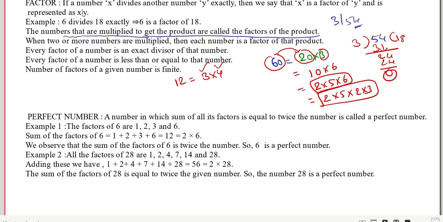The numbers that are multiplied to get a product are called the factors of that product. When two or more numbers are multiplied, each number is a factor of that product. Just now I explained that. And every factor of a number is an exact divisor of that number. This is also true. And every factor of a number is less than or equal to that number. We have a finite number of factors for a given number. In case of multiples, we have infinitely many multiples for a given number.